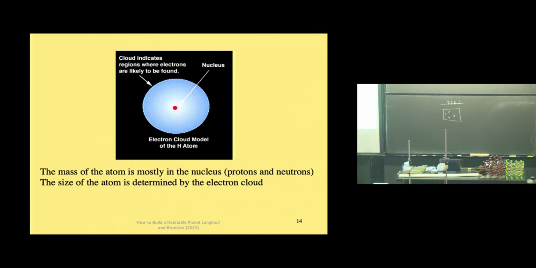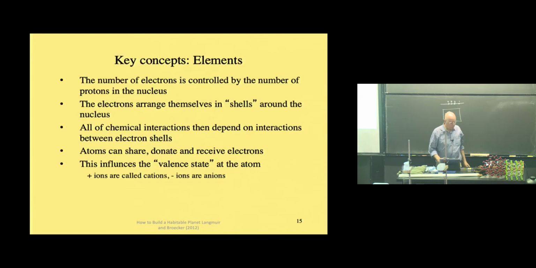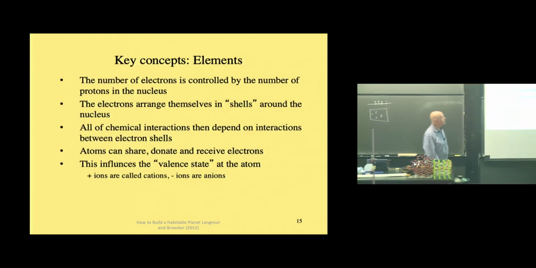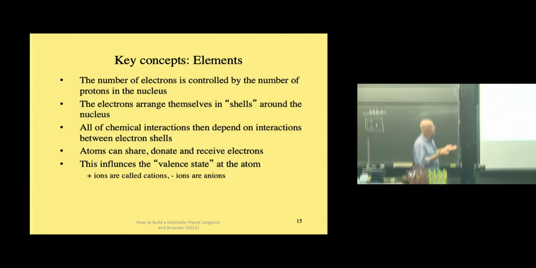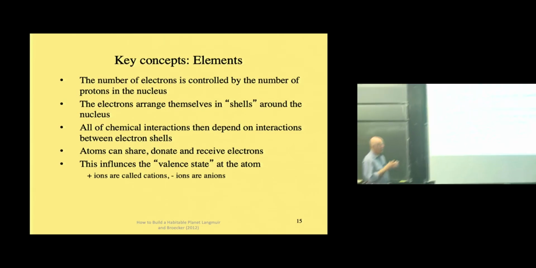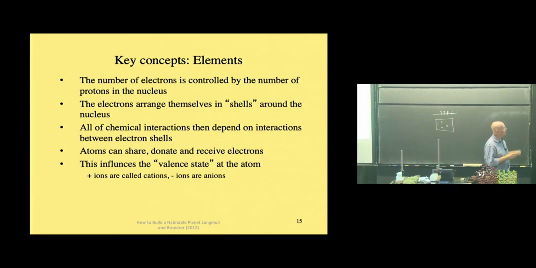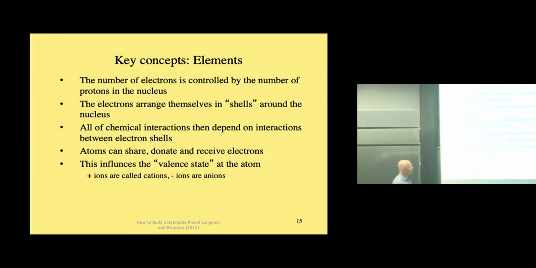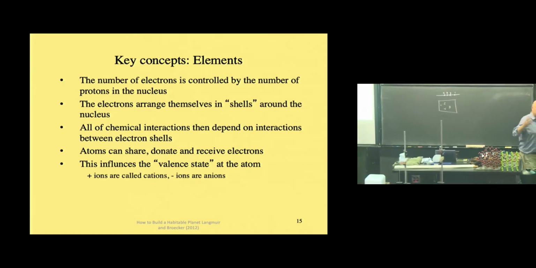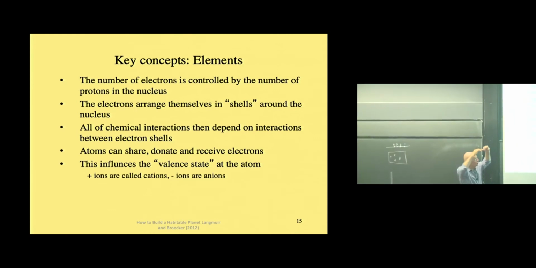The number of electrons in the cloud is controlled by the number of protons in the nucleus, but the interactions occur among the clouds themselves. So for elements, the number of electrons is controlled by the number of protons in the nucleus because the electrons are negatively charged, the protons are positively charged. The electrons arrange themselves in shells around the nucleus. All of the chemical interactions depend on the interactions between these relatively huge electron shells.